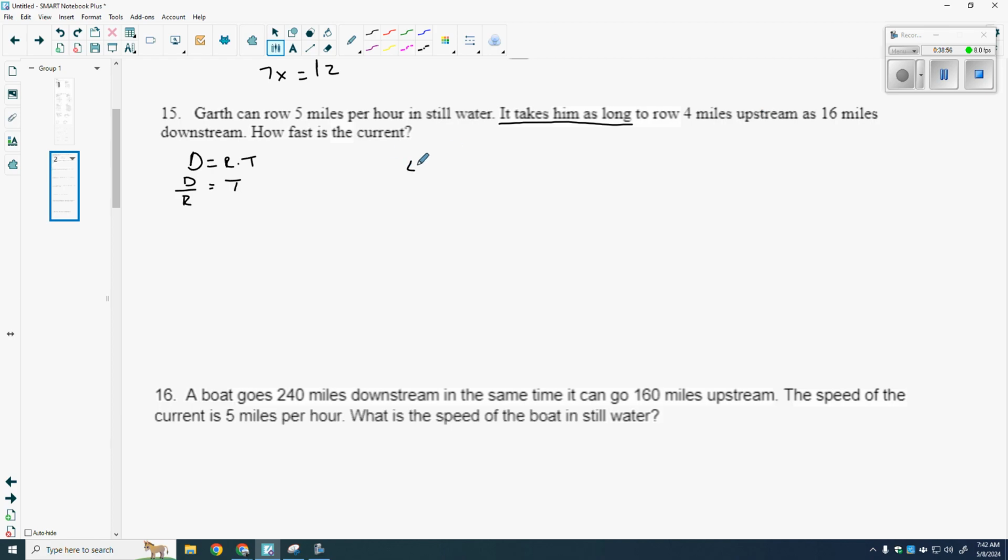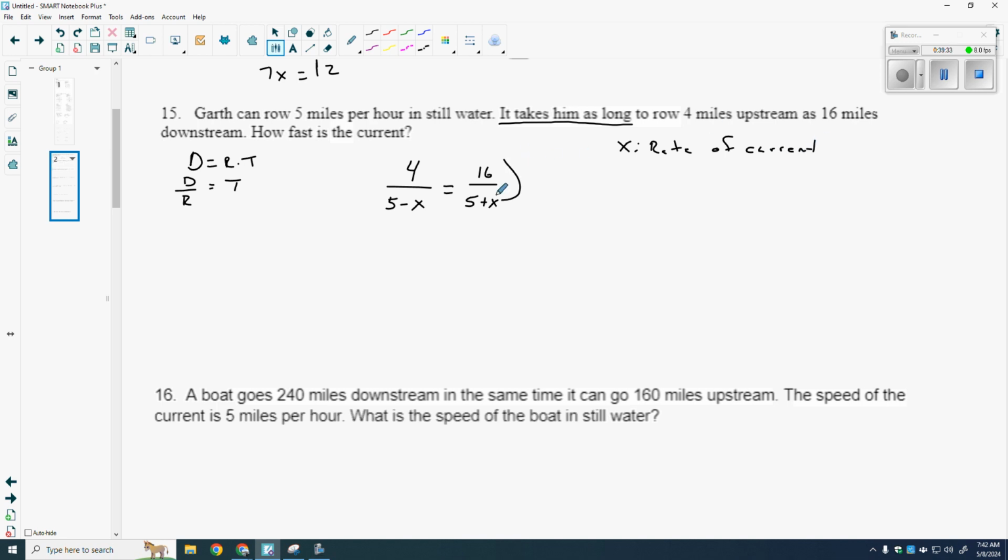So let's do that. Distance, 4 miles. Rate, going upstream, 5 miles per hour in still water. But we're not in still water. We're going upstream. So 5 miles per hour minus the rate of the current equals 16 miles downstream. Distance is 16. My rate is 5 plus the rate of the current. And what does my x variable represent? Rate of the current.